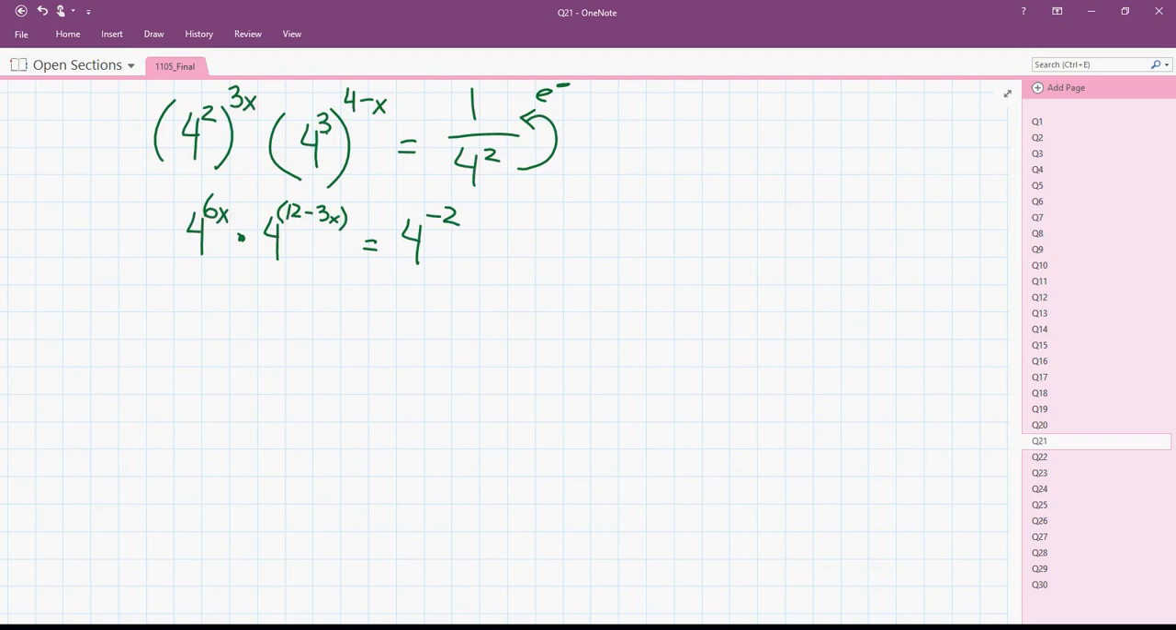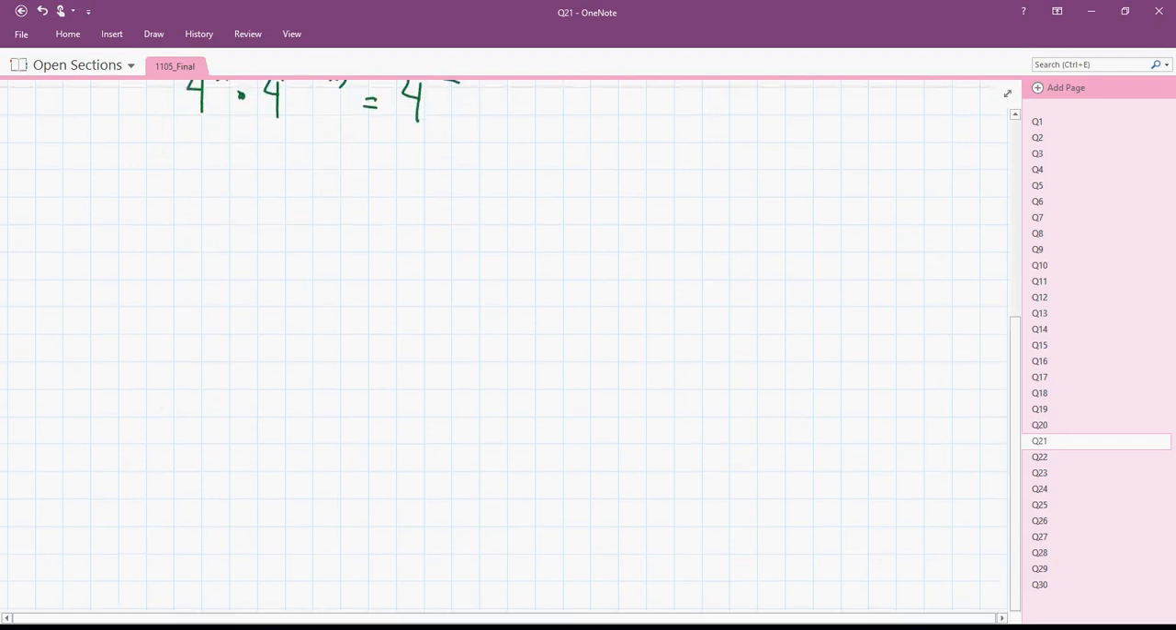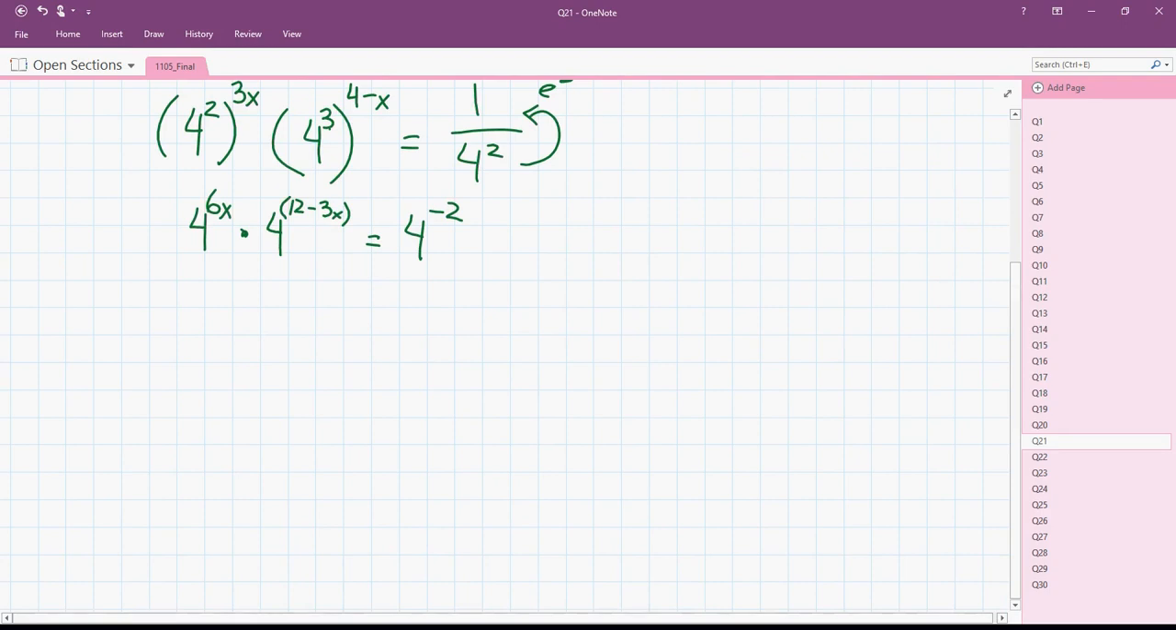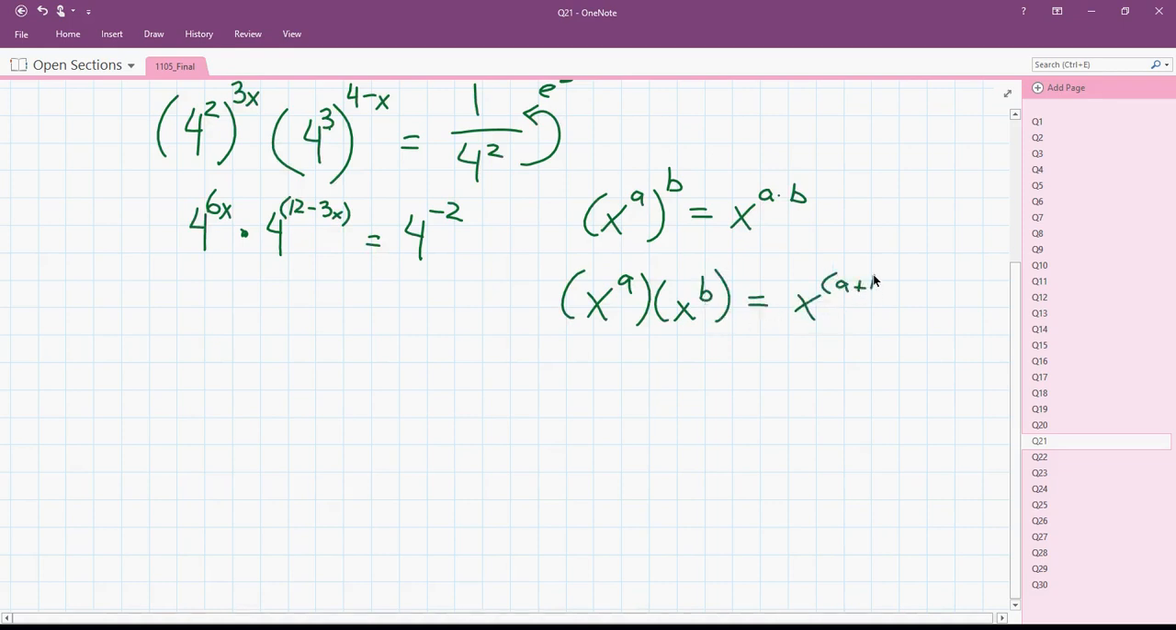Now, when you're multiplying two numbers together that have the same base, these both have 4s, you're adding the exponents. So if you have a to the x to the a to the b, that'll be equal to x to the a times b. But if you have x to the a times x to the b, that would be equal to x to the a plus b. So this rule we applied here. This rule we're going to apply here.